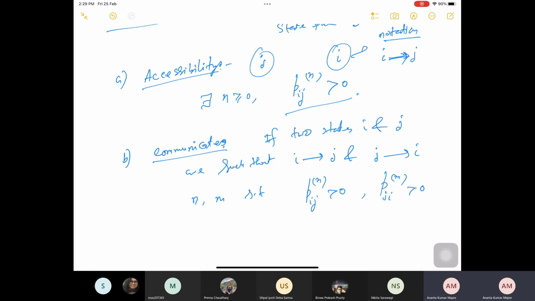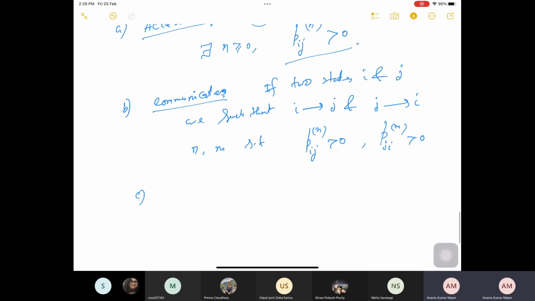Okay. And there is another concept. Suppose I am in a state I; it may be possible that I cannot go from that state to any other state. In particular, that is called absorbing, meaning it is absorbed there. We cannot go from that state to any other state. You cannot communicate. So that is called absorbing.